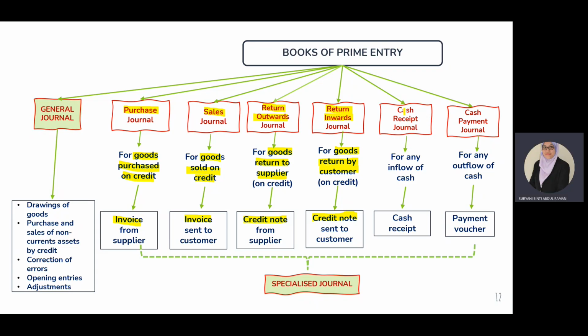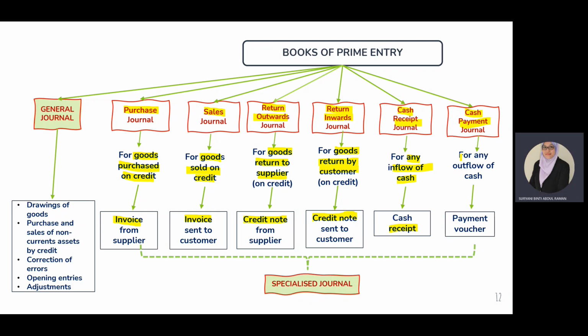Next are the cash payment and cash receipt journals. We start with the cash receipt journal first. The cash receipt journal is to record any inflow of cash. So if you make sales in cash, then the transaction should be recorded in the cash receipt journal, not in the sales journal, as the sales journal is to record goods sold on credit. The information can be collected from source documents such as a receipt.